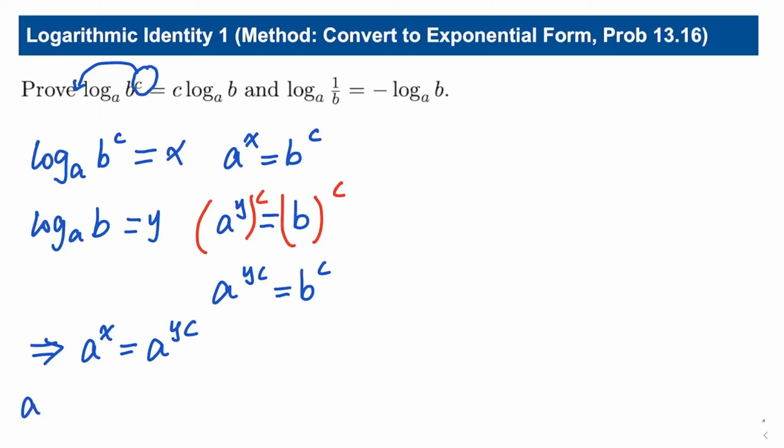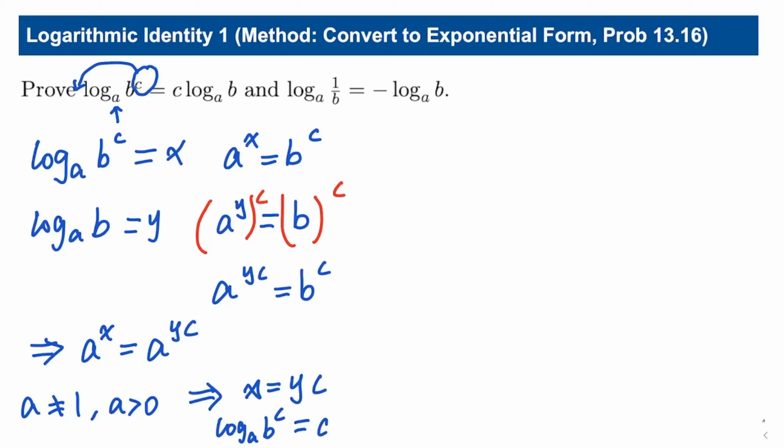a is the base of the logarithmic function. Therefore, a is not 1. a is bigger than 0. Therefore, x must be the same as y times c. In other words, log base a of b to the power c equals c times log base a of b. This is x. This is y. This is how we prove this identity.